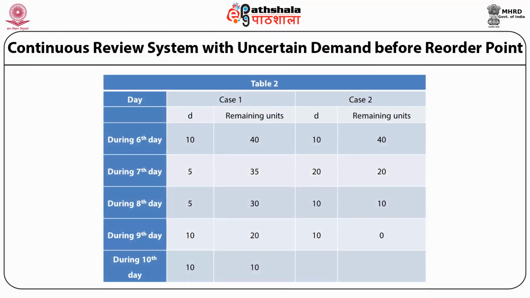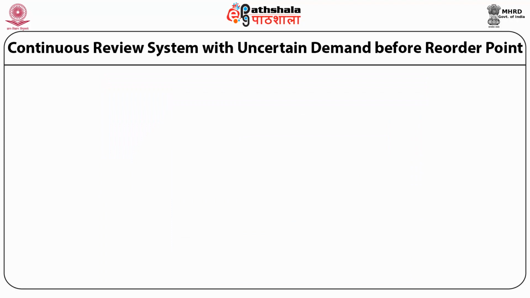The table shows during the 6th day D equal to 10, remaining units 40. During the 7th day D5, remaining units 35. During the 8th day D5, remaining units 30. During the 9th day D10, remaining units 20. During the 10th day D10, remaining units 10. Case 2, D10, remaining units 40. D20, remaining units 20. D10, remaining units 10. D10, remaining units 0.